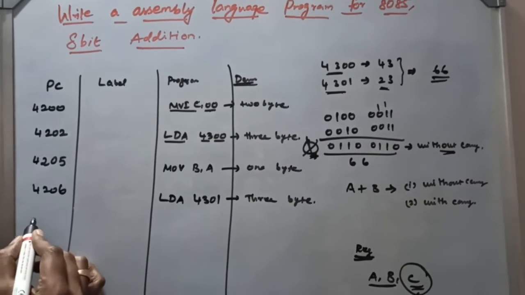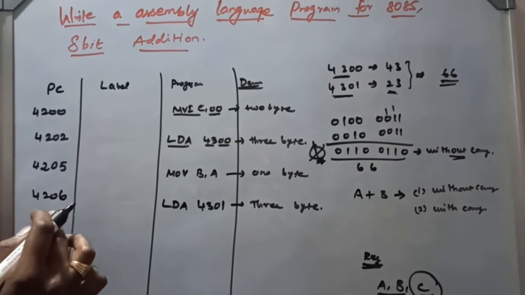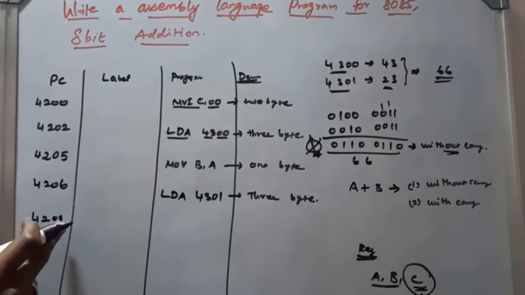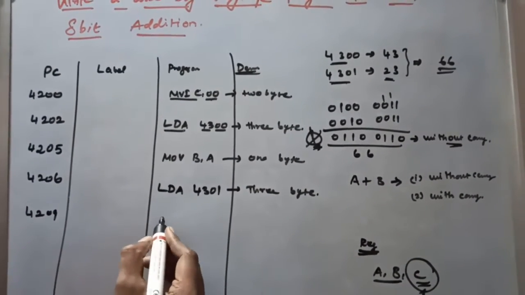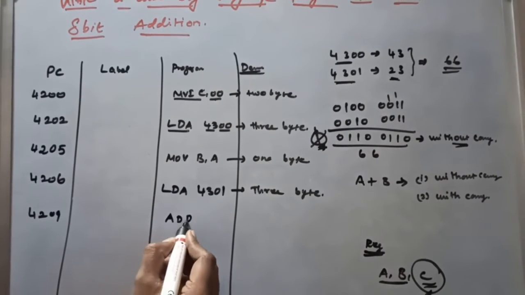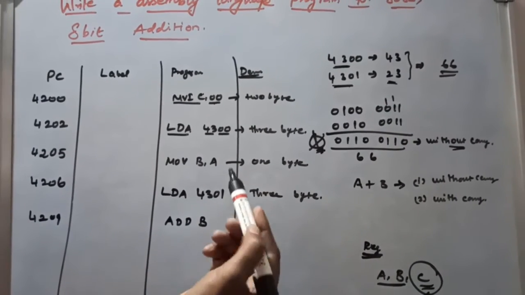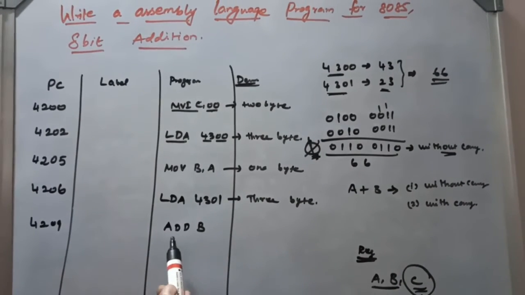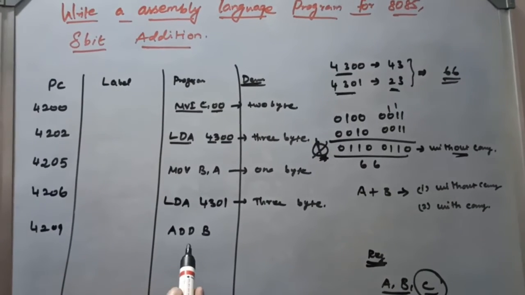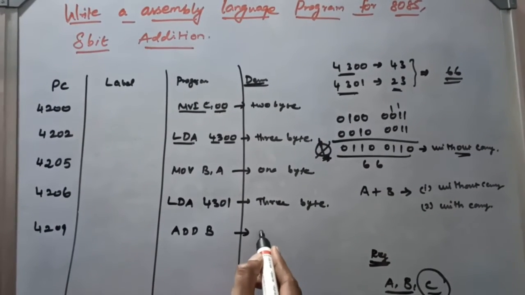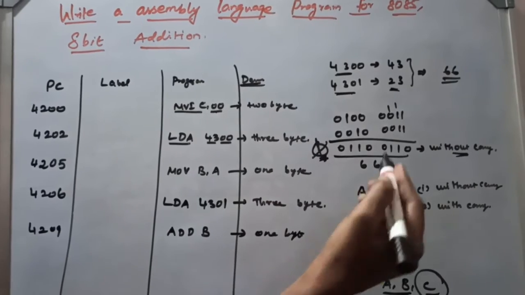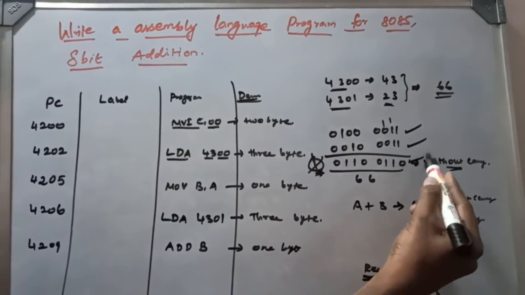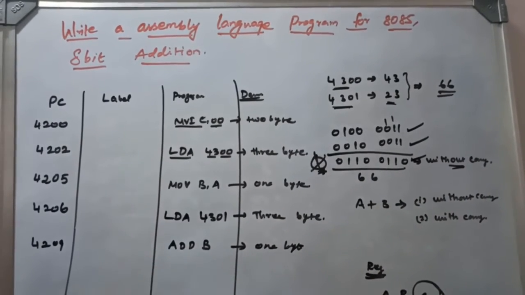Okay. Next one, 4209. So 4209 is the next location. In this location give the instruction ADD B. So we get the first data, then the second data. After getting the two data, you perform the addition function between the two registers, ADD B. So it's a 1 byte instruction. So you get the first data, then the second data. After getting these two data, you can perform the addition function. So ADD B.